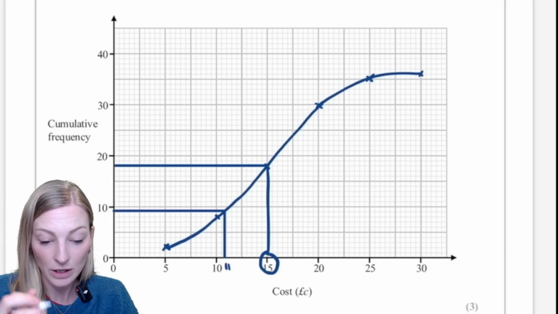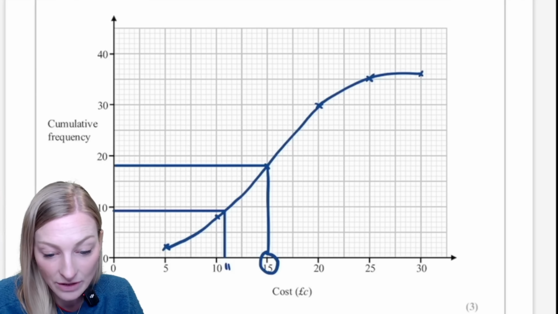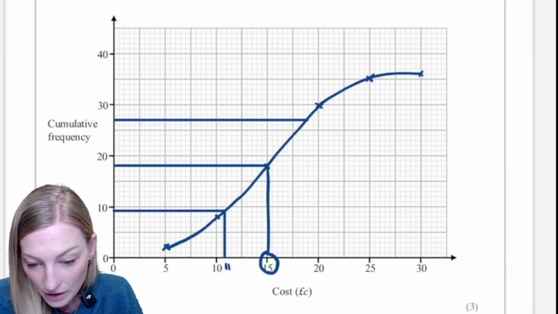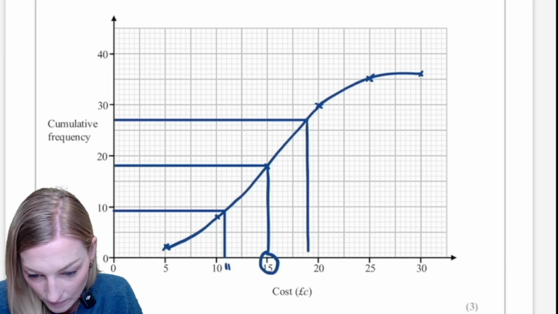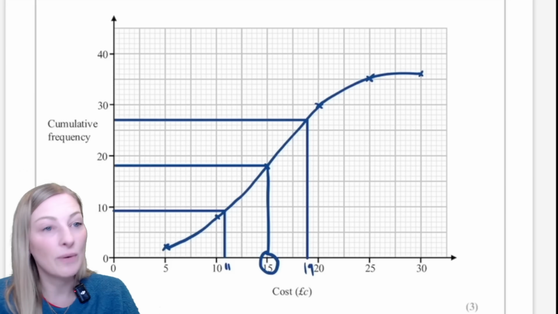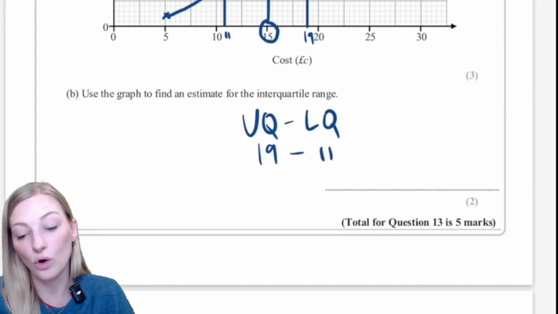Now, we went 9 from the bottom, so we're also going to go 9 between the median and the top of the data. So 9 bigger than 18 is 27. So let's read across at 27, hit the graph, and go down. And I get that to be 19. So 19, take away 11, gives me an interquartile range of 8.